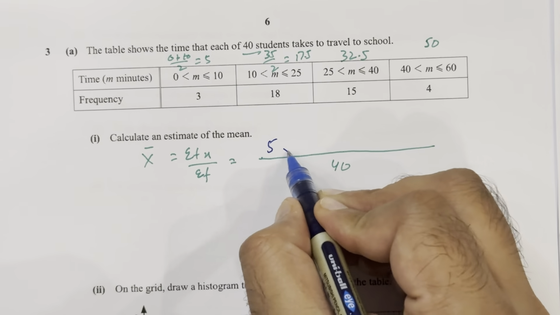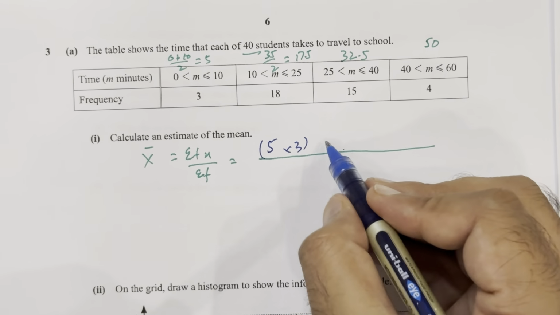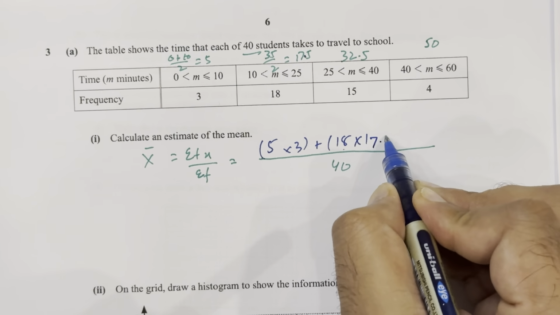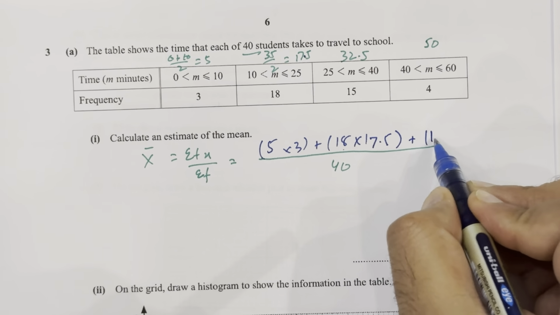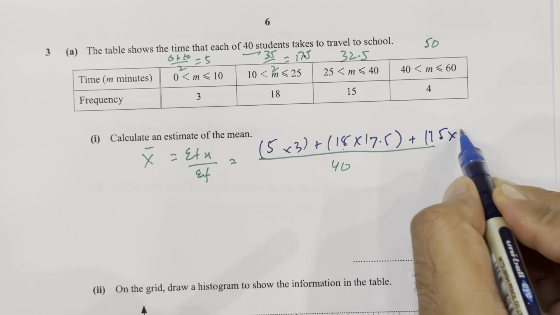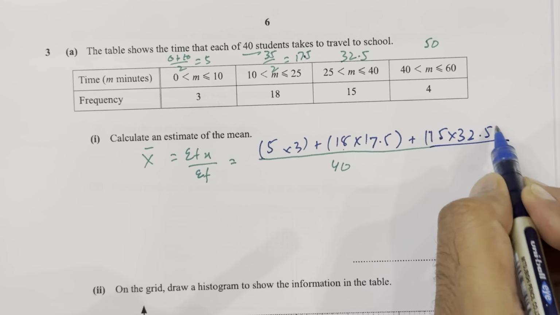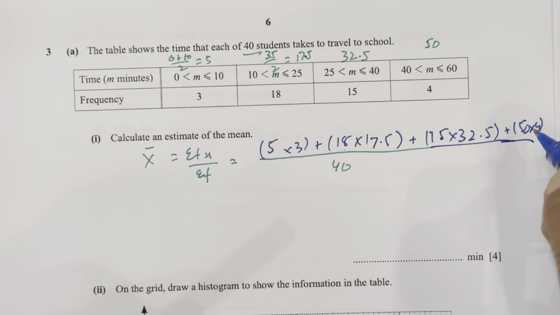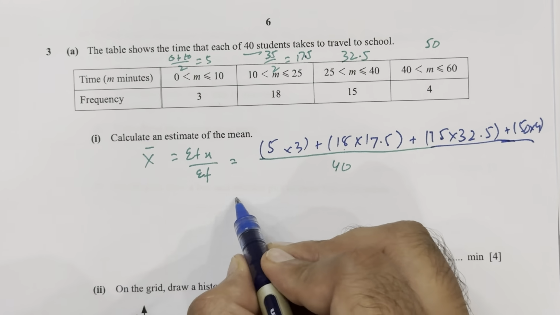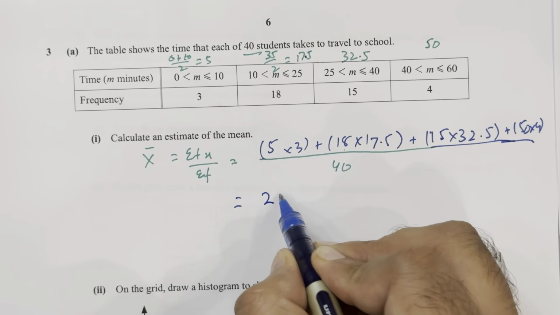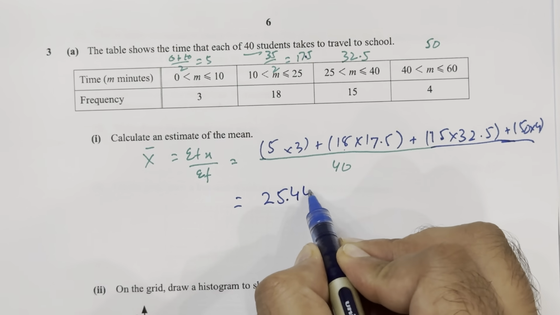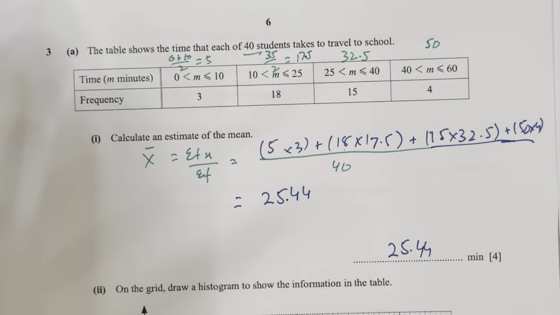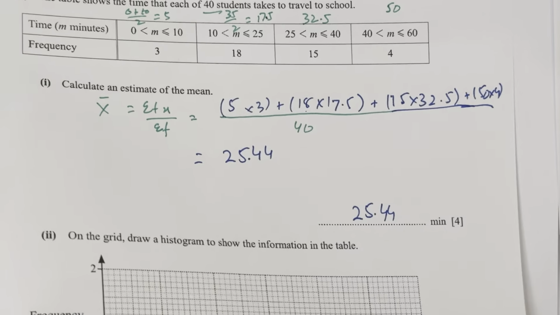5 times 3, 18 times 17.5, 15 times 32.5, and 50 times 4. After solving all these values and calculating, we get the answer that is equal to 25.44. So you can write it as 25.44 minutes. So this was a simple calculation question.